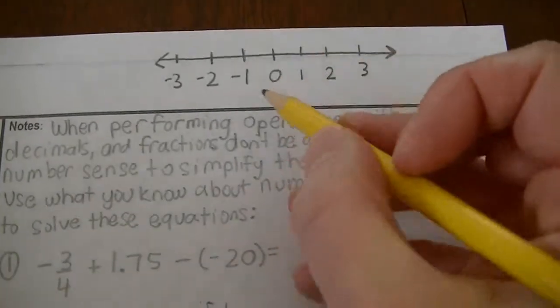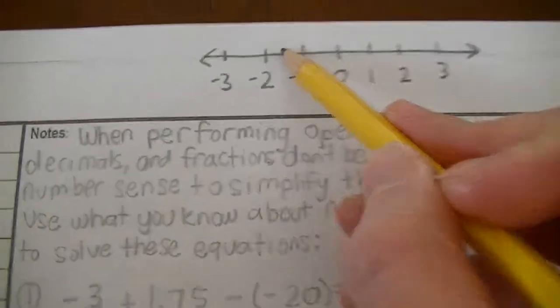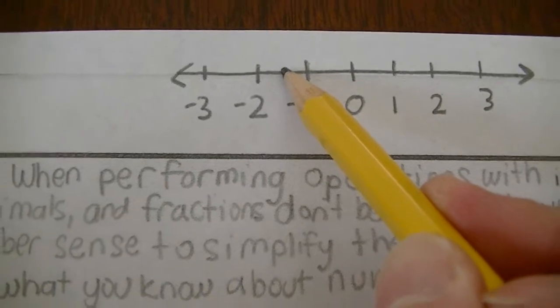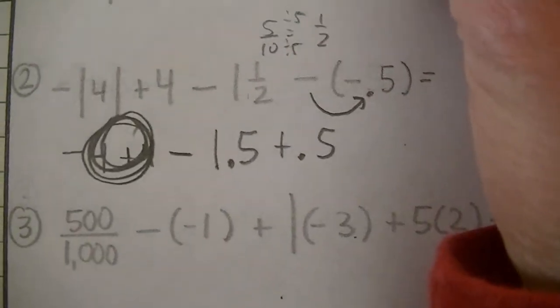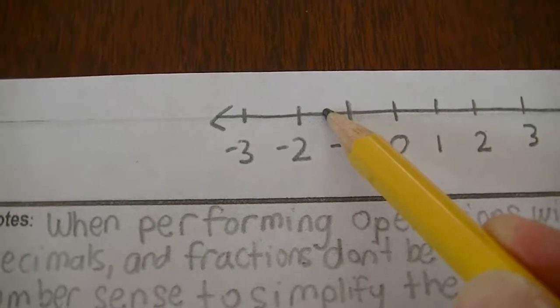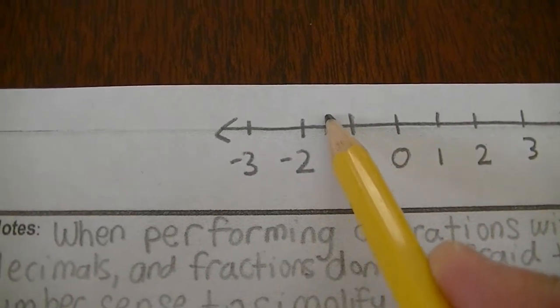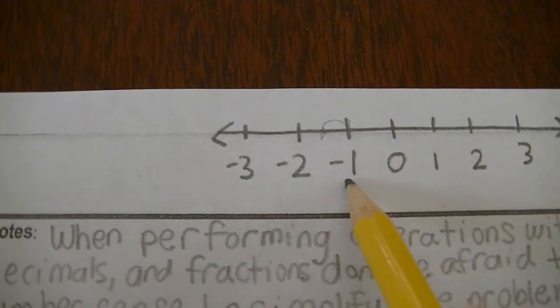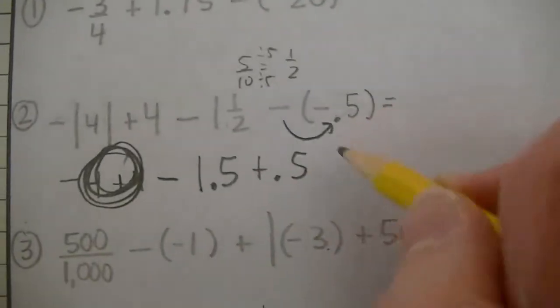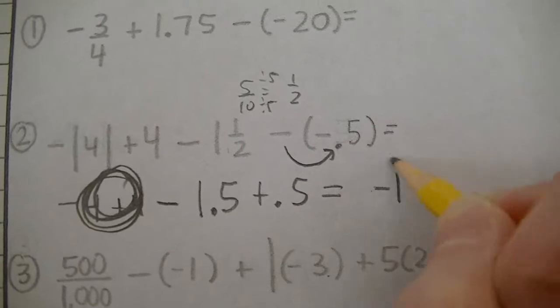So you've got negative 1 and 5/10, which would be right there, okay? And do you remember how it said plus 5/10? So when you're adding 5/10, you're going to go to the right. And 5/10 is the same as 1/2, so we're going to go to the right 5/10, and that puts us at negative 1, okay? So this right there is negative 1.